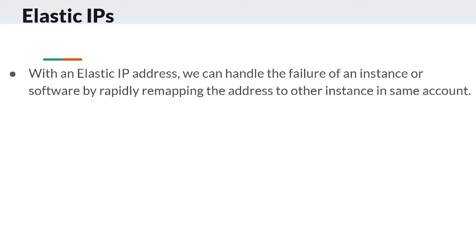Suppose your first instance has failed, and now you want that work to be switched to another instance. Your fixed public IP, this elastic IP, will help you. It will be remapped to another instance, which is instance 2 or instance 3, whatever name you have given to your instance, and then you can continue your work there.